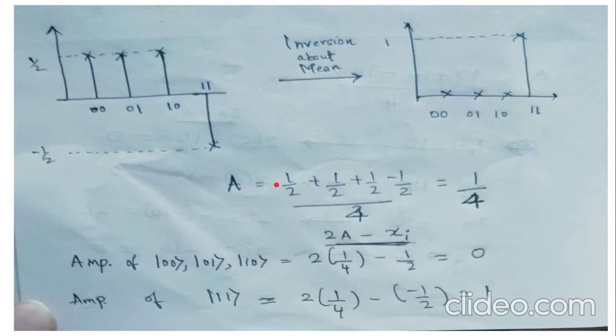The same idea is used for the equal superposition of a two-qubit state, where the winning state had amplitude minus 1 by 2 and the others had 1 by 2. When you apply inversion about mean, the winning state amplitude becomes 1 and the rest become 0. Here the average was 1 by 4, so 2a minus xi gives 0 for the others, and the amplitude of the winning state was 1. So when you measure the superposition state now, you always get the winning state 1 1 with probability 1, which was required. Hence we found our required state by applying Grover's algorithm.